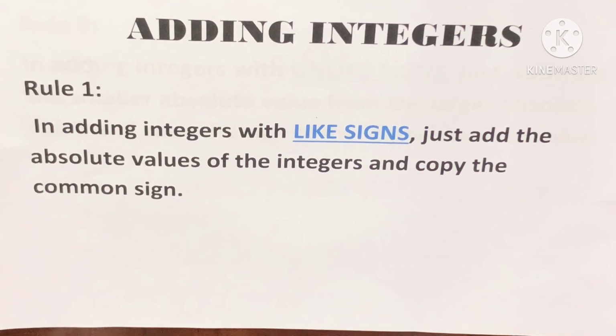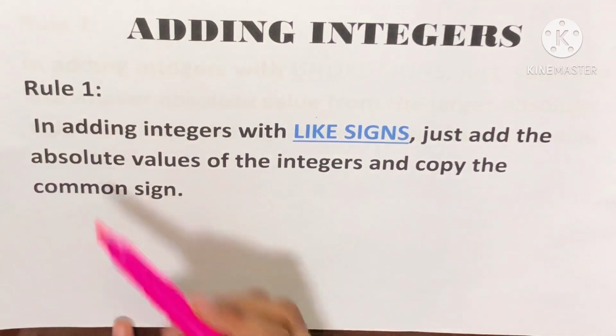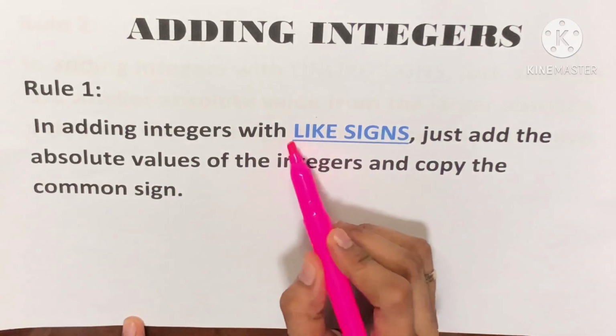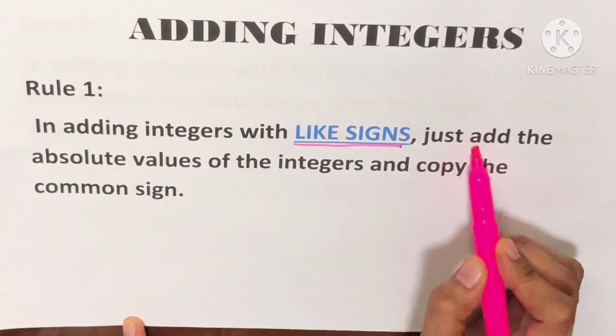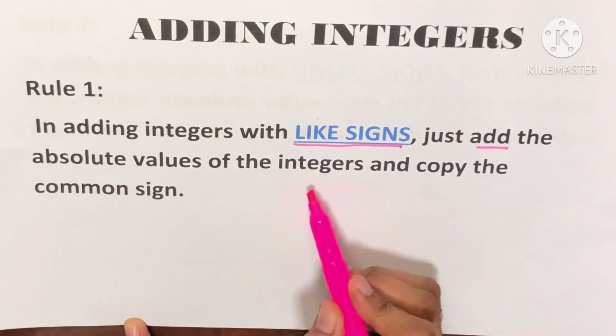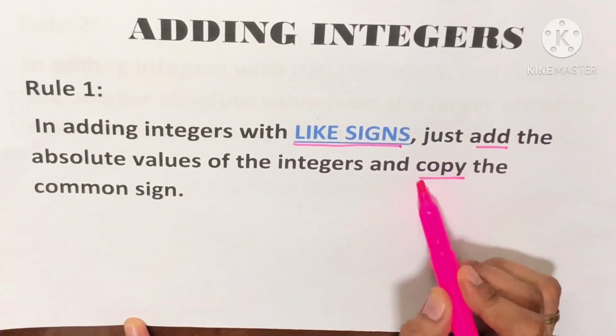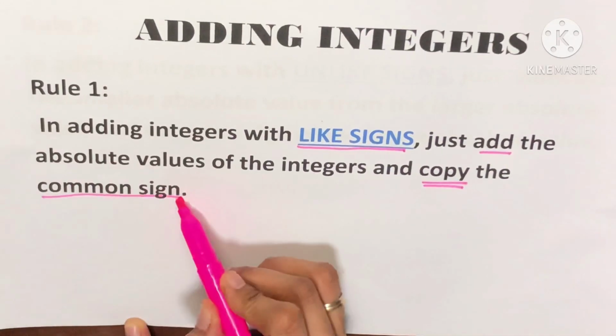Good day everyone. Today I will teach you how to add integers. So we have here our rule number 1. In adding integers with like signs, just add the absolute values of the integers and copy the common sign.